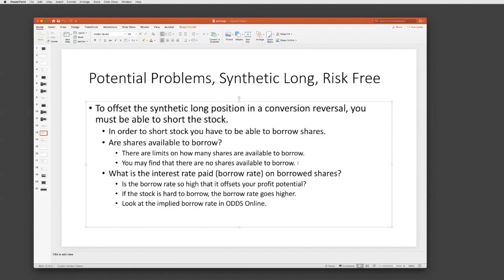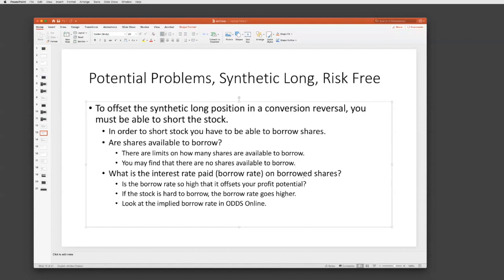So if you tried to go and do this risk-free trade, just about every time I've tried to do a risk-free trade like this, I put the order in, and I get the message back that says there are no short shares available. There are no shares available to borrow. Can't do it. Okay, so that's the first hurdle. You have to have shares to borrow in order to do that position.